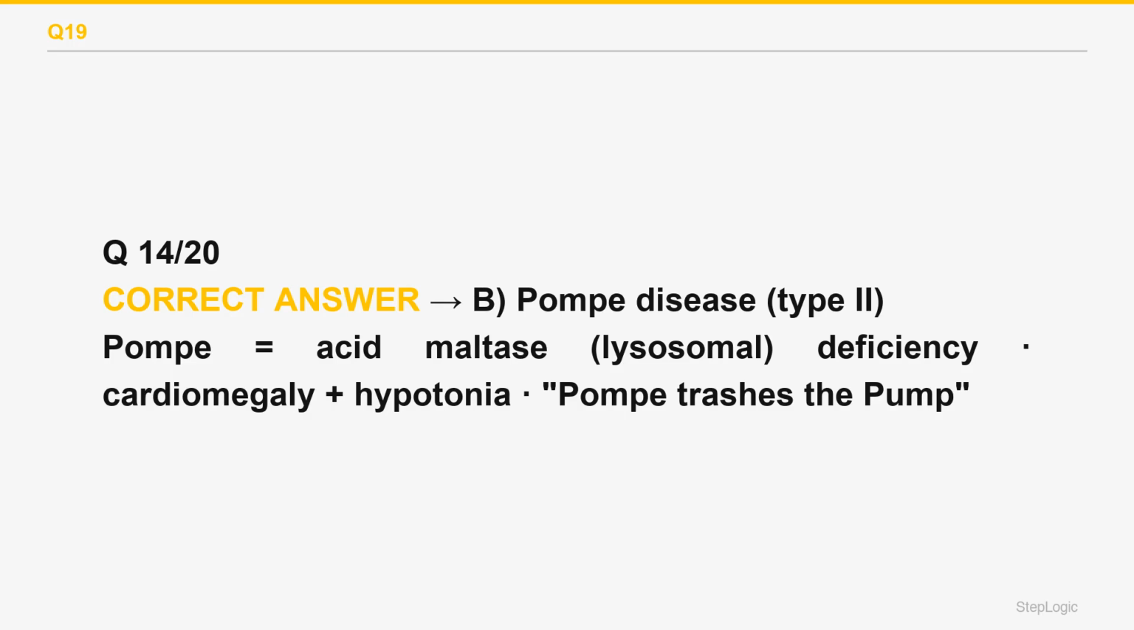The memory hook is: Pompe trashes the pump, the heart. The cardiomegaly is the distinguishing feature. Pompe is unusual among glycogen storage diseases in being a lysosomal disorder. The glycogen accumulates in lysosomes, and unlike von Gierke and McArdle, it does not cause fasting hypoglycemia because cytoplasmic glucose metabolism is intact. The lysosomal acid maltase deficiency with massive cardiomegaly and hypotonia in an infant is Pompe disease.